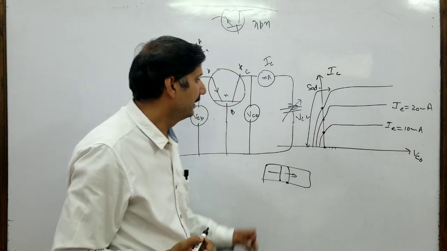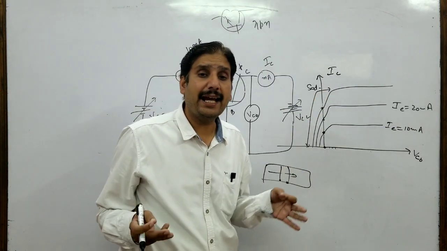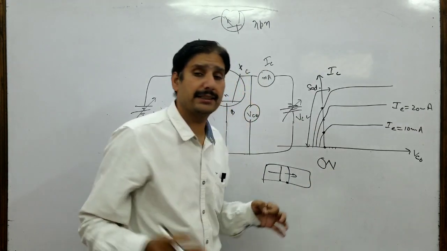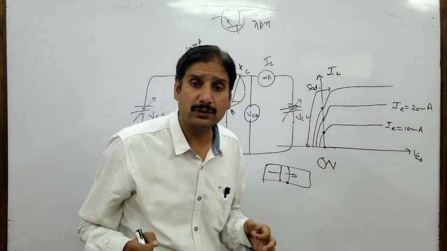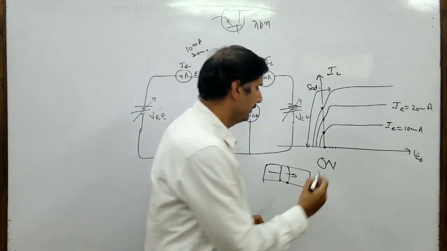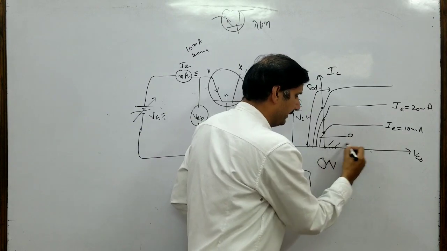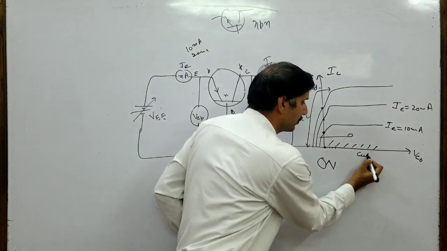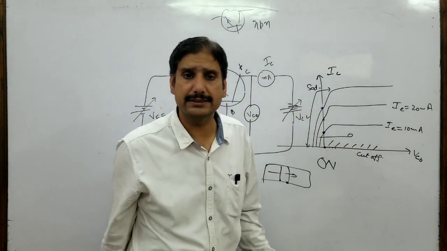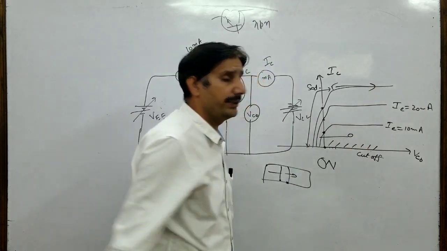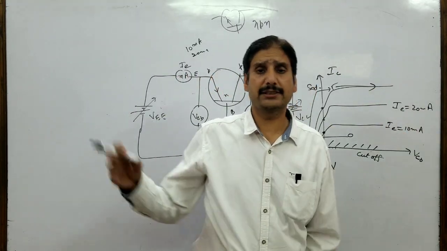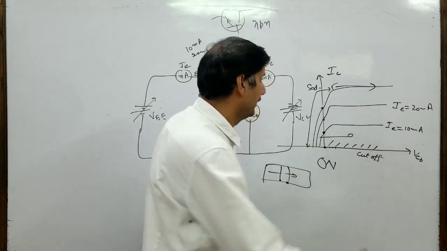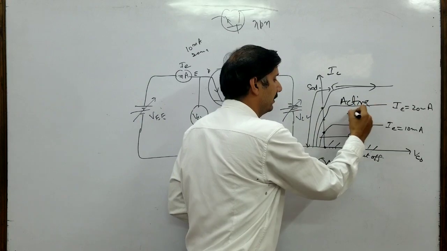and hence in this region the transistor acts as if it is an on switch. If you go in this region where both the junctions are reverse bias, there will be hardly any current flowing through that. That is called the cut-off region of the output characteristics. And this central region, where constant current is flowing, emitter junction is forward bias, collector junction is reverse bias. That's the region where the transistor can be used as an amplifier, and that's what we call the active region.